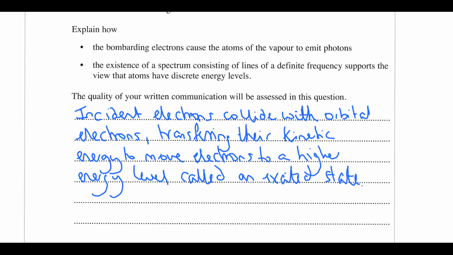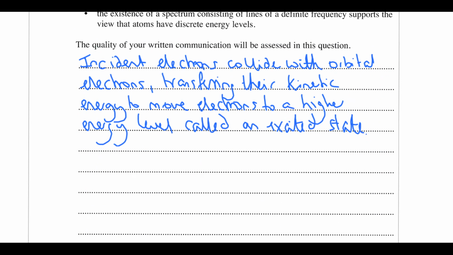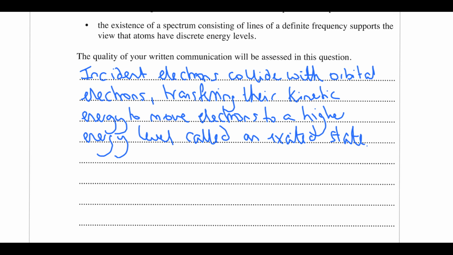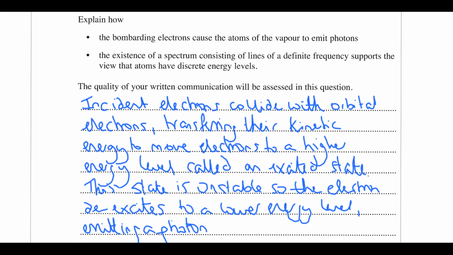Okay, so that's the process, and then to finish that off in terms of explaining why that causes photons to be emitted, this state is unstable. So to get more stable, the electron de-excites to a lower energy level, and that's why it emits a photon. So that's the first part of the question there. So let's tick that off.